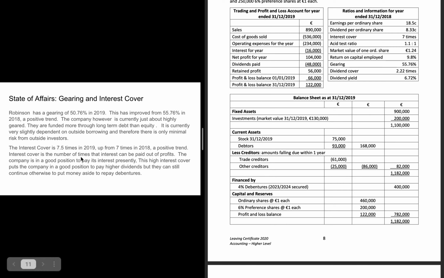Explaining what it is, as always, it's the number of times interest can be paid out of profits. They're in a good position to pay their interest. High interest cover puts the company in a good position to pay higher dividends.